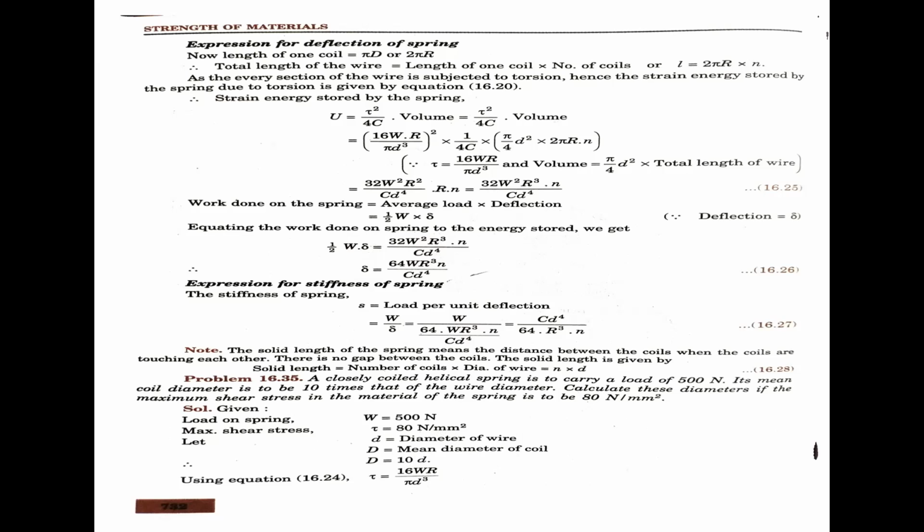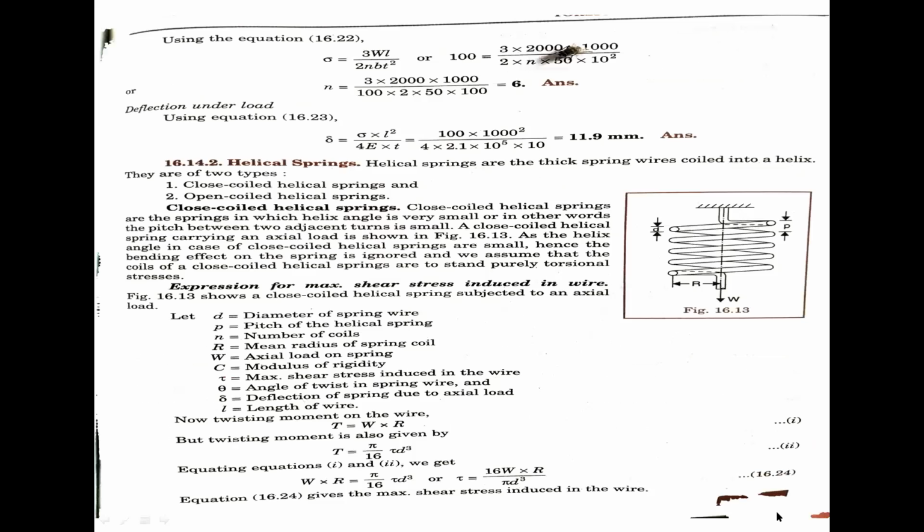Okay. Using equation 16.24, the shear stress equation: tau equal to 16 WR divided by pi d cube. Now 16.24 gives the equation for the maximum shear stress induced in the wire, tau equal to 16 W into R divided by pi d cube. That is equation 16.24.